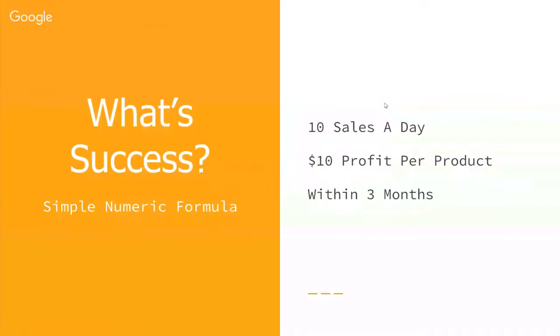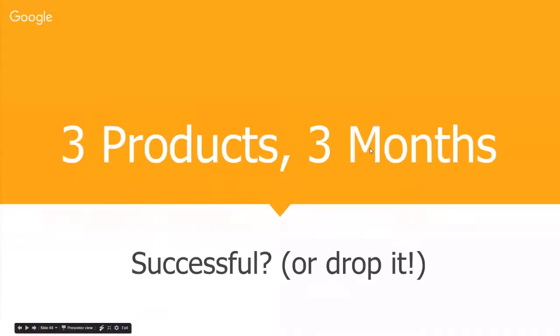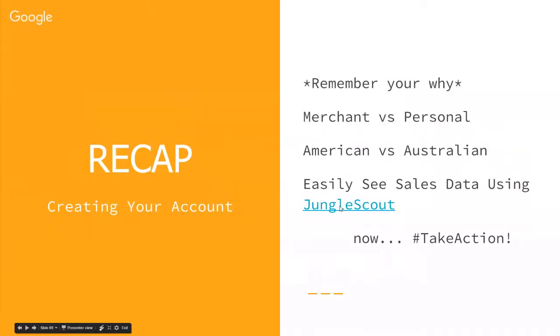What I might do is cut back to how I've gone so far. Have a bit of a recap on this session. So, as I said, guys, any questions, let me know in the chat box. So the numbers and metrics for my one metric that matters in my business is ensuring that I can get 10 sales a day at $10 profit within 3 months on my products. 3 products, 3 months is a 6-figure business. Fantastic. Make it successful or drop the whole idea.